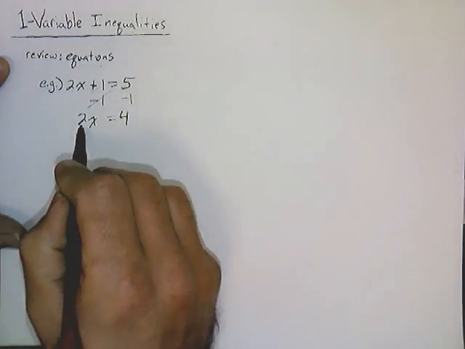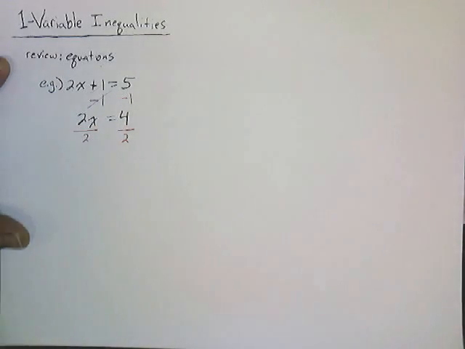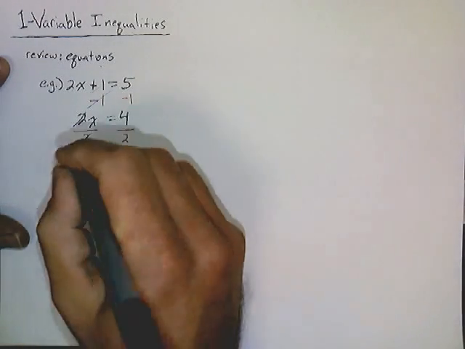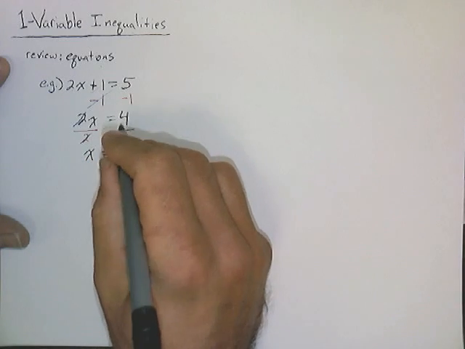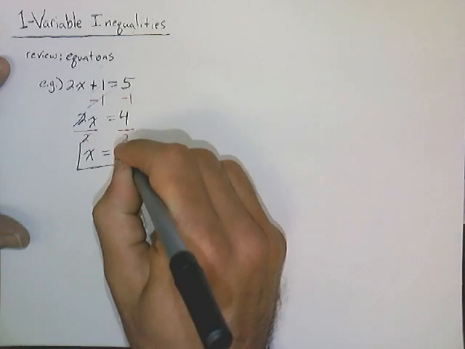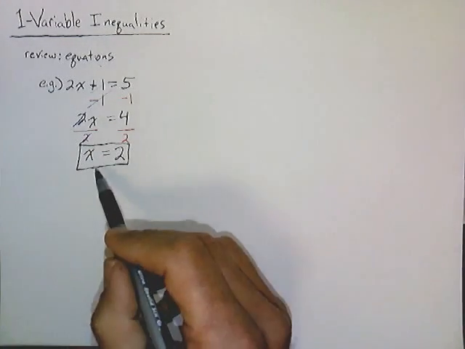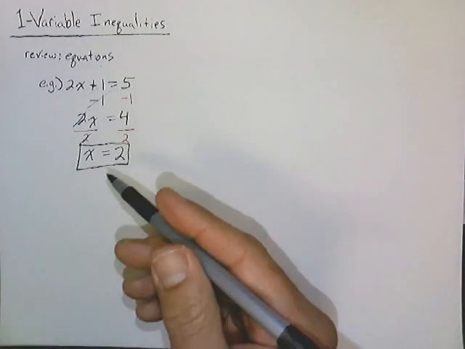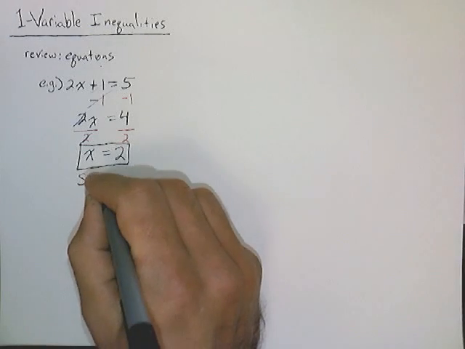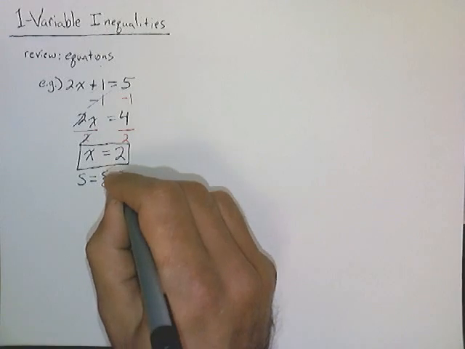And then we just undo this multiplying by 2 by dividing both sides by 2. That's going to get rid of that. And now we're down to x equals 4 divided by 2 is 2. So there is the solved equation. We have x all by itself. Of course, we had that set notation saying that the solution set of the original equation consists of the number 2.